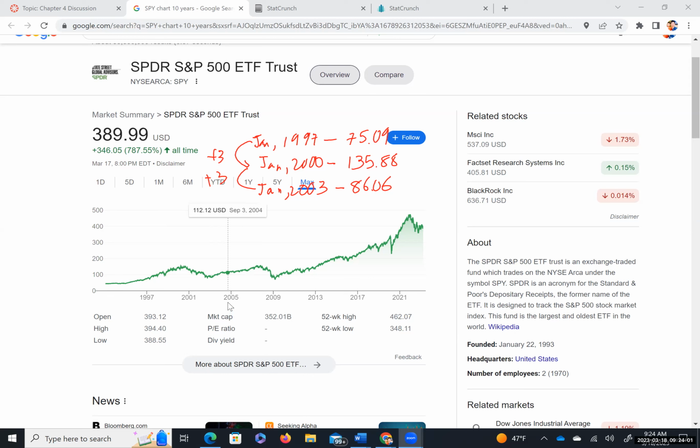And the next one, I'm going to move to 2006, January. What is that? 128.68. And next, 2009. Now I put it down here. January 2009, and that's 85.06.